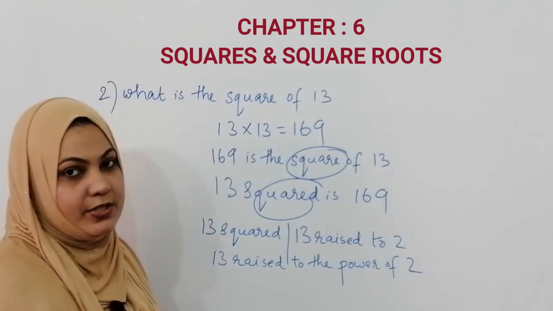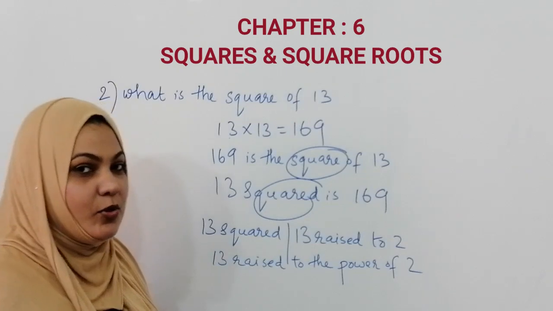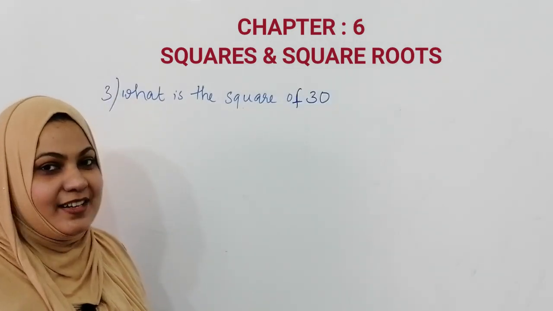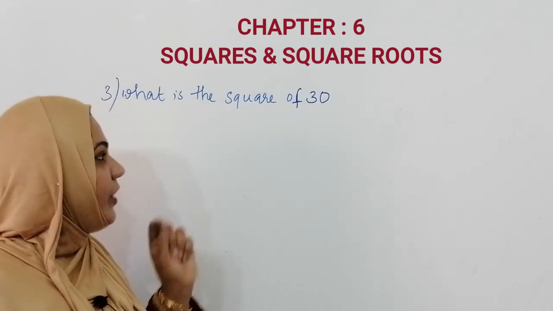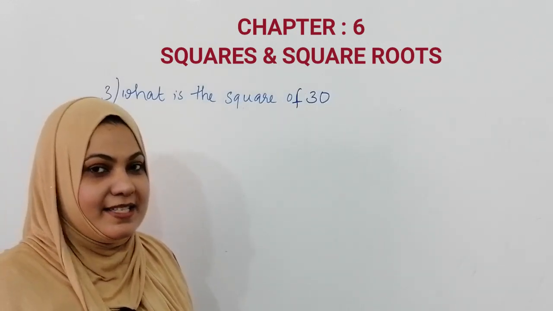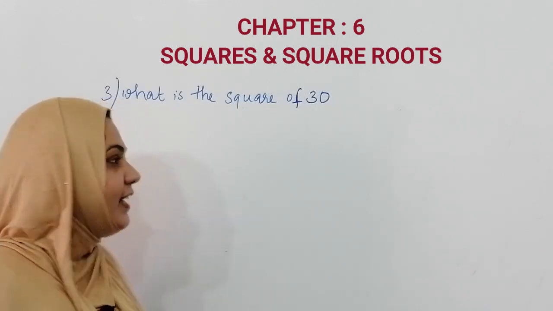I hope you understood this question very clearly. We can do one more question. This is our third question. What is the square of 30? You already know how we have to find the square of a number. When you multiply a number by itself, you will get the square of that number.